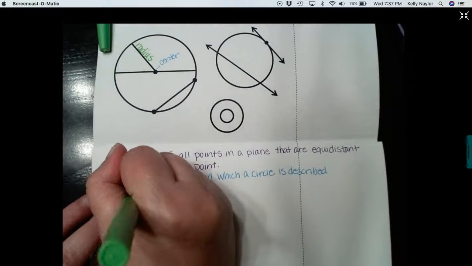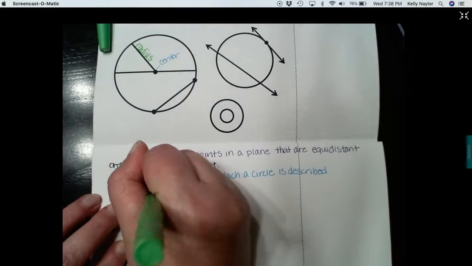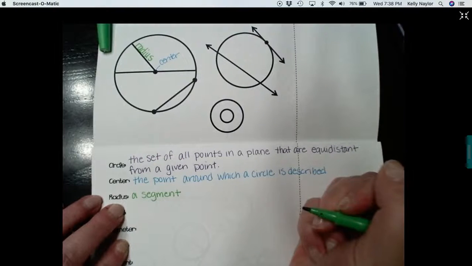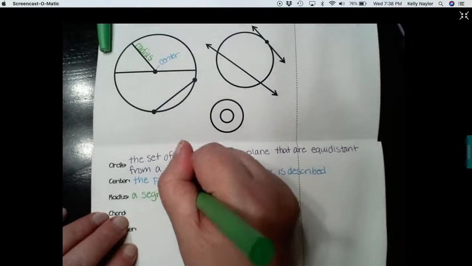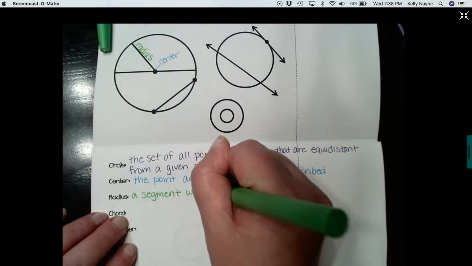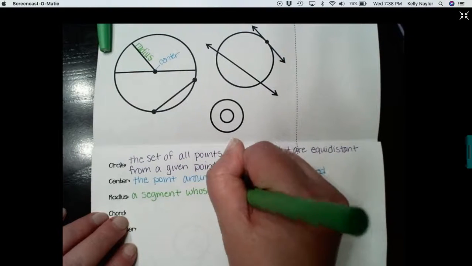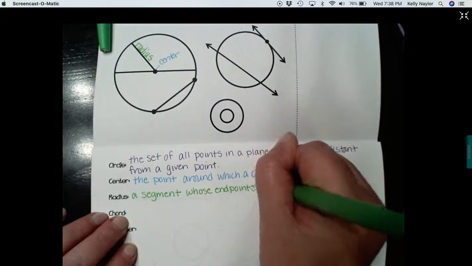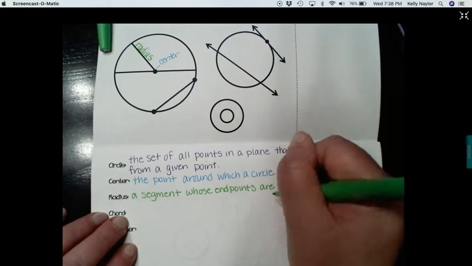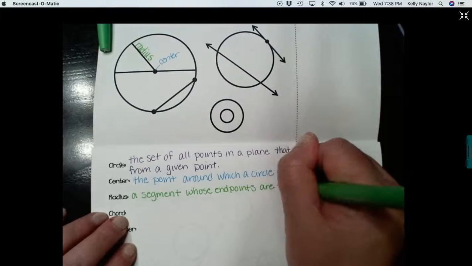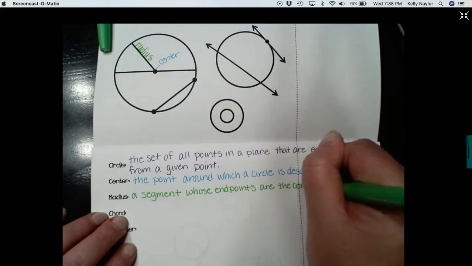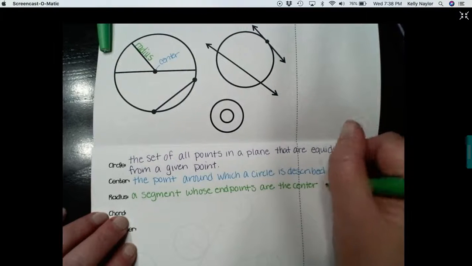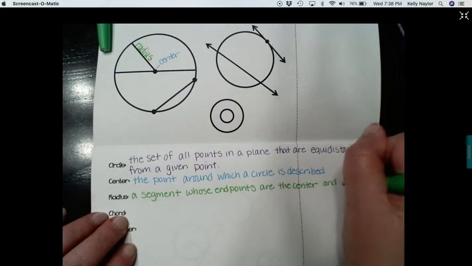So it is a segment whose endpoints are the center and a point on the circle.